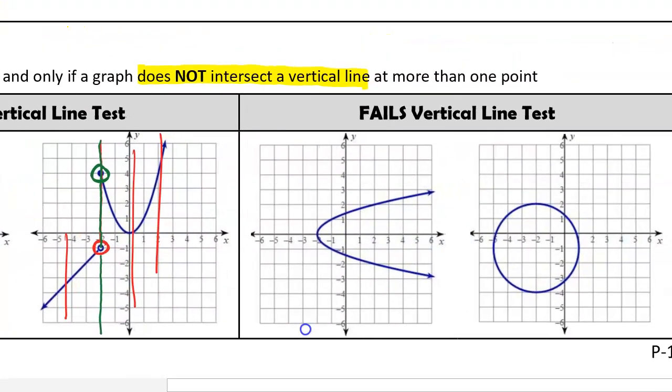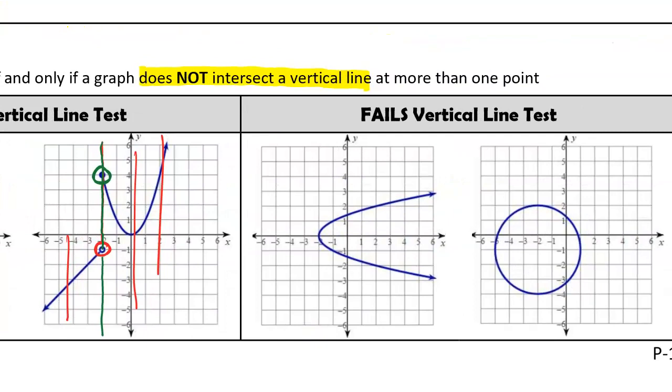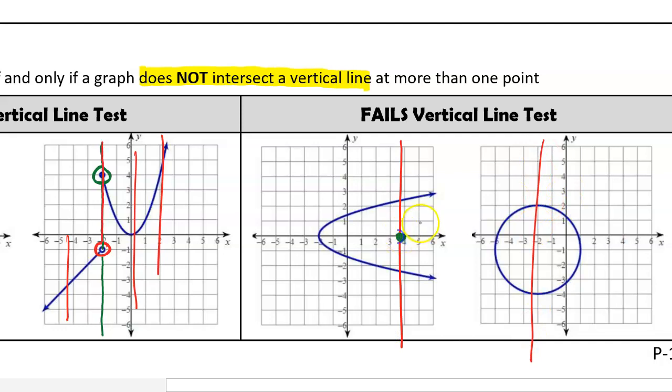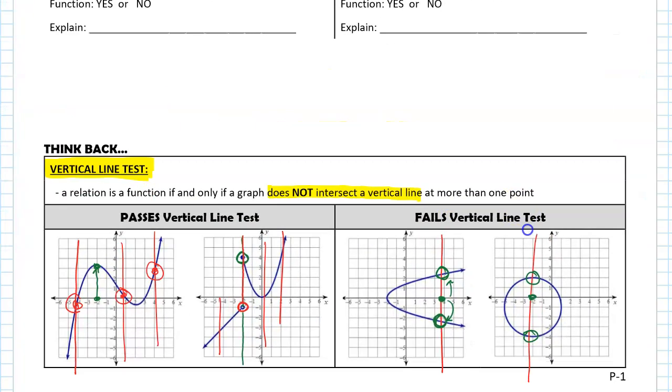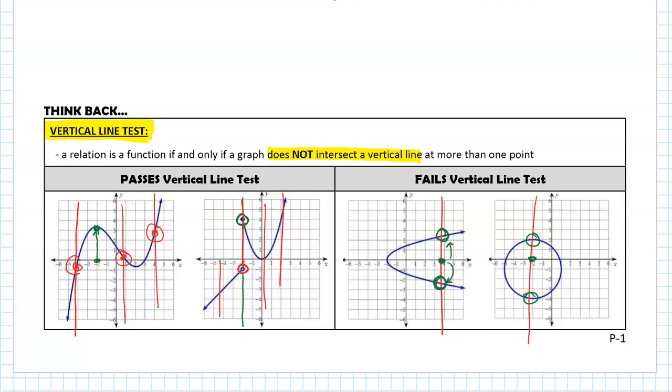Here are some examples that fail the vertical line test. If I draw a vertical line through these 2, what that means is at the x value of, let's say, 4, I don't just have one y value, I actually have 2 y values that it maps to, and that's not healthy. Here, if I'm at -2, I go up and I see that it intersects at 2 y values, which is not healthy and not appropriate for a function. So the vertical line test is a quick and easy way for us to check whether or not we have a function.